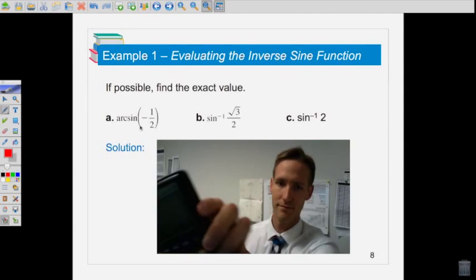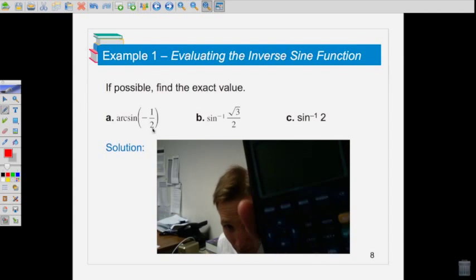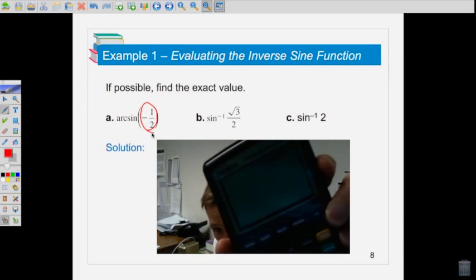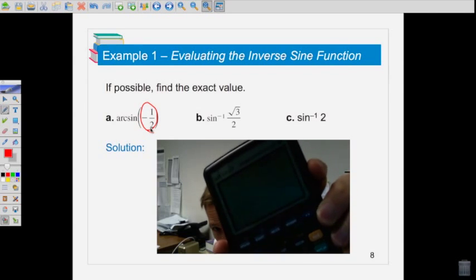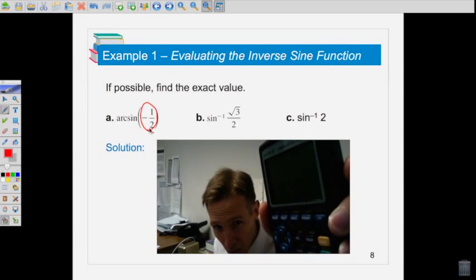Arcsine of negative 1/2. The first thing you might notice is that this number is no longer an angle value. Our solution is the angle value now. Before, we were saying the sine of an angle and then that's the ratio.